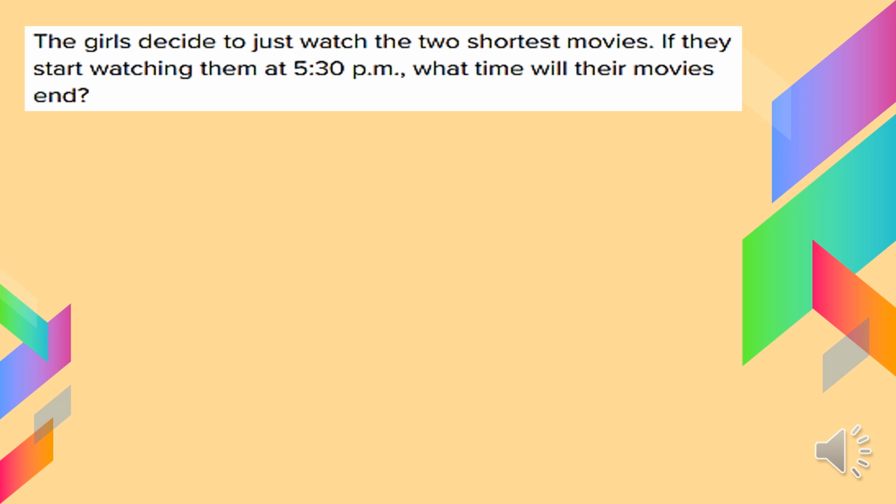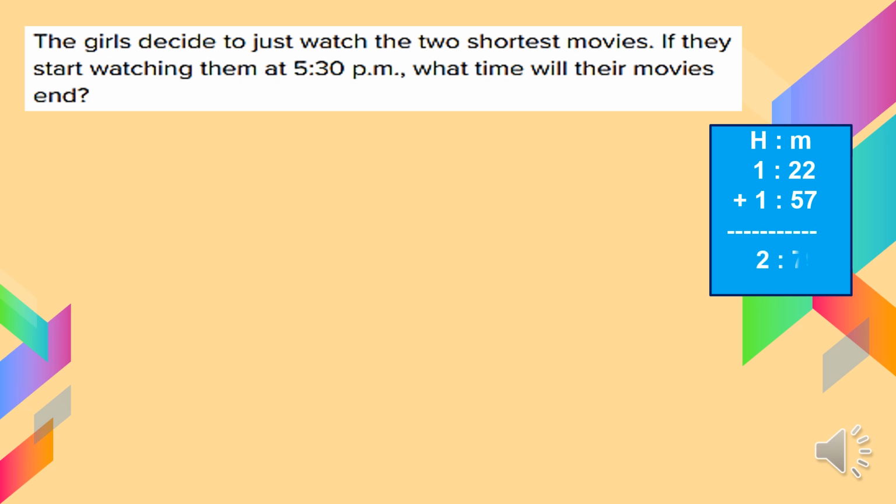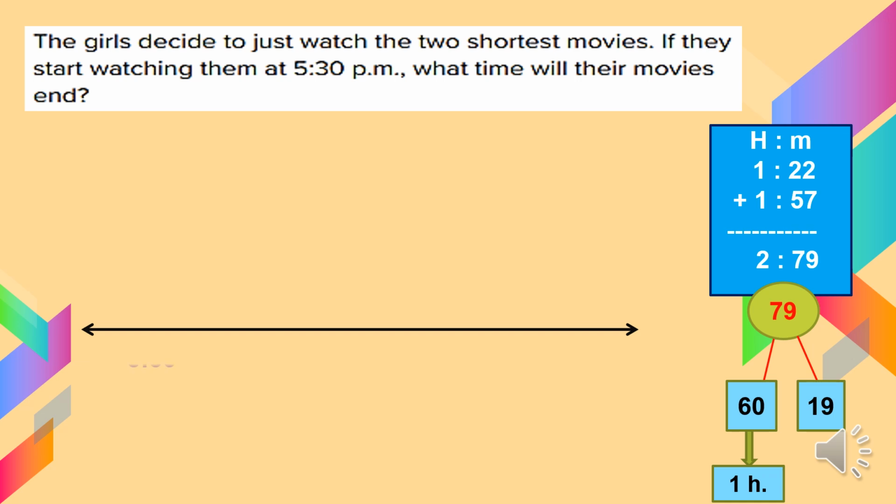The girls decided to just watch the 2 shortest movies if they start watching them at 5:30 p.m. What time will their movies end? So let's add 1 and 22 plus 1 and 57. So 22 plus 57 equals 79, and 1 plus 1 equals 2. So let's separate 79 and take 60 from it. The remaining here is 19 minutes, and the 60 minutes equals 1 hour. So 1 plus 2. So the time now is 3 and 19 minutes.